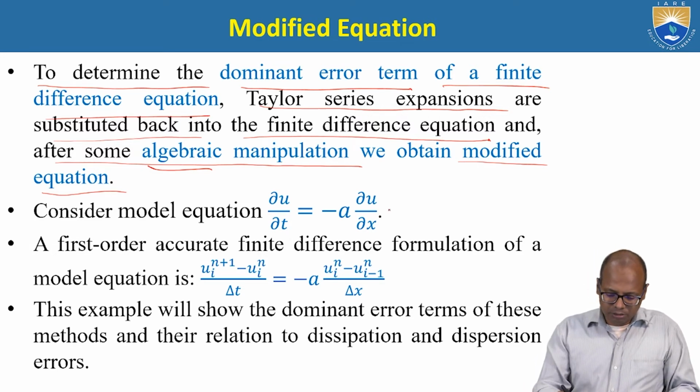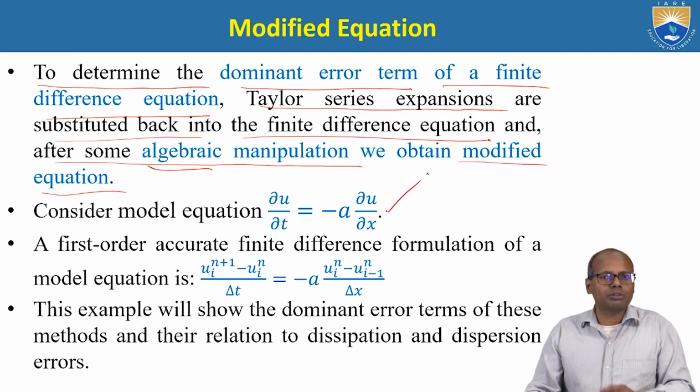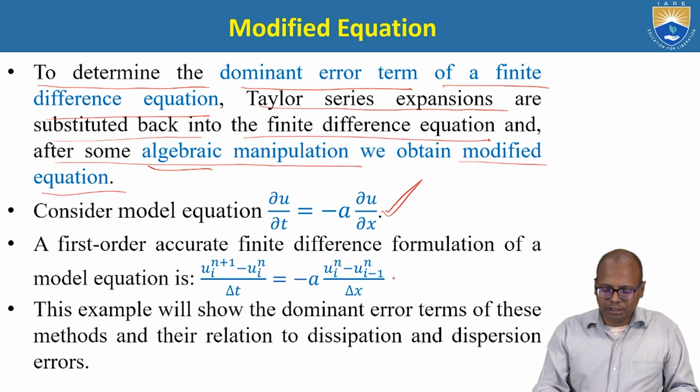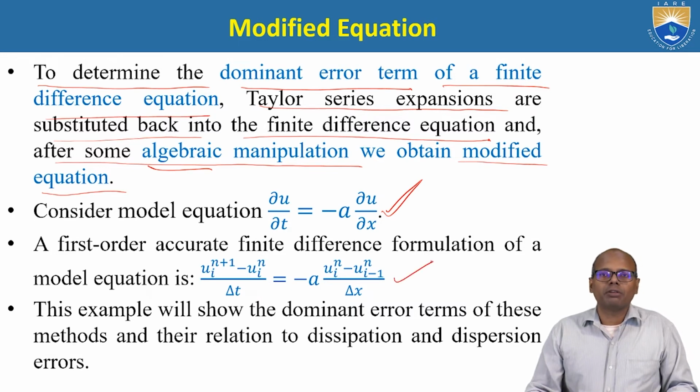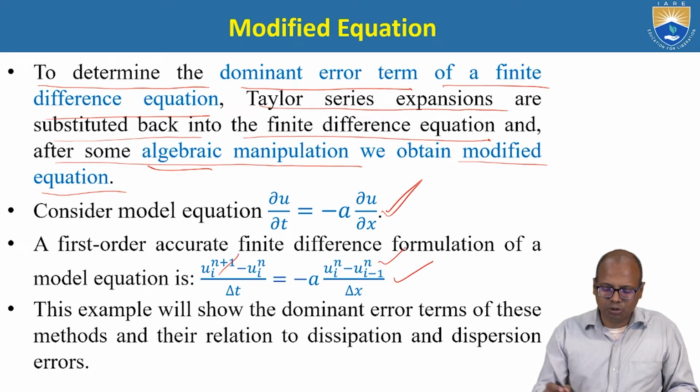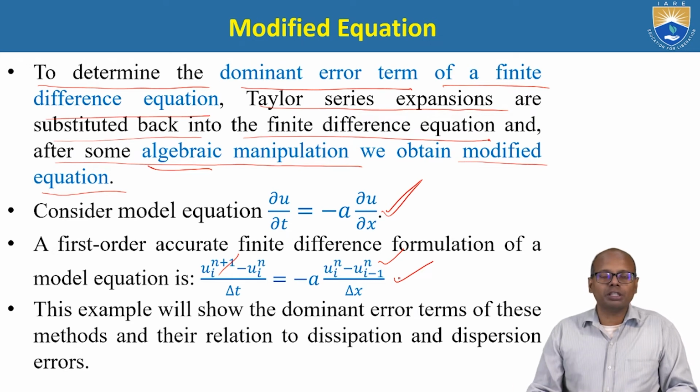The same equation that we have seen previously, we will take. So this is the equation that we have, and for this equation we have to apply the finite difference formulation. If I do the first order accurate finite difference formulation, this will be the first order finite difference formulation. This is forward in space and forward in time. So it is a first order accurate method.